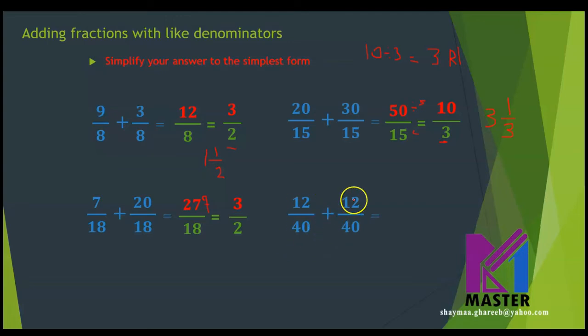12 over 40 plus 12 over 40, so it will be 24 over 40. I will simplify my fraction to the simplest form. So 24 and 40, I can divide both by, yes, by 8. So 24 divided by 8 will give you 3. 40 divided by 8 will give us 5. So this is the simplest form. Can I write it as a mixed number? No, because this is a proper fraction. It's not an improper fraction.